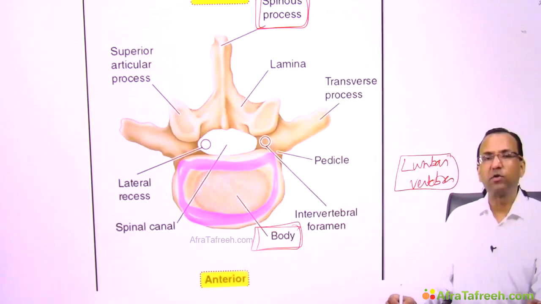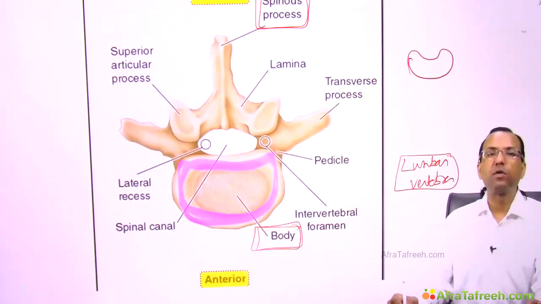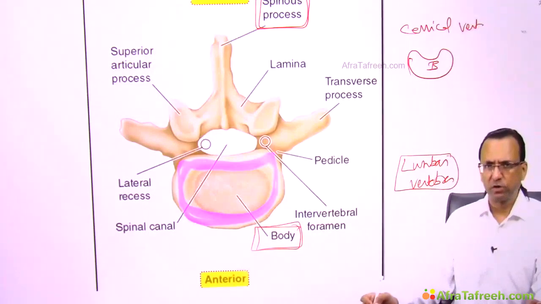What if it is a small and oval body? If it is a small and oval body, then it is a cervical vertebra. So cervical vertebra will have a small and oval body. Yes. But it is also oval. Yes. What about thoracic vertebra?